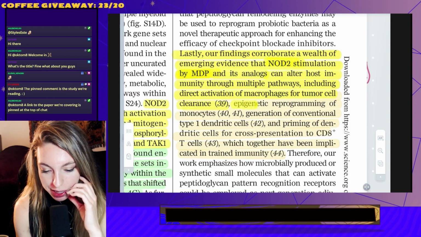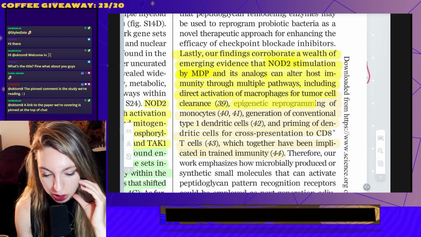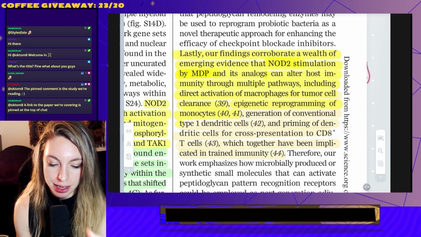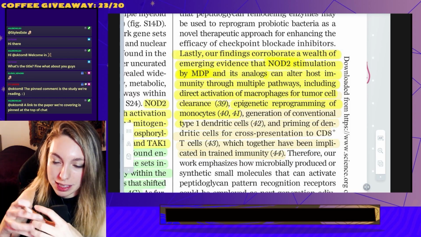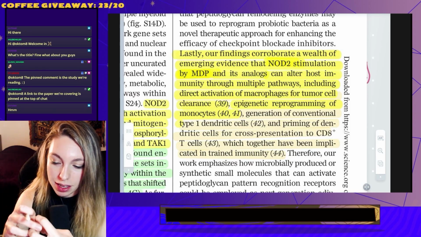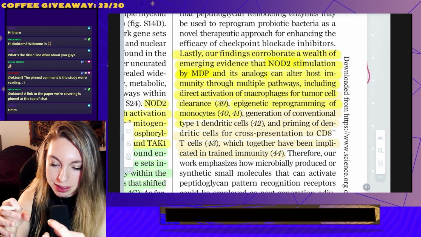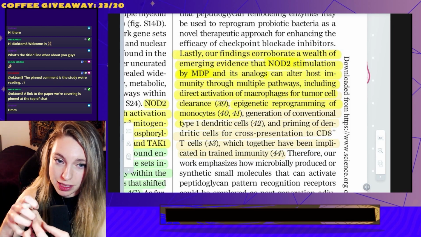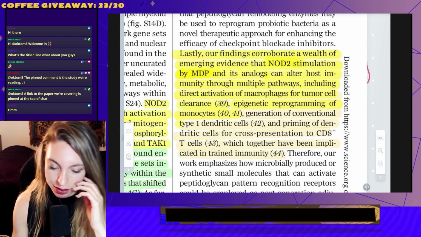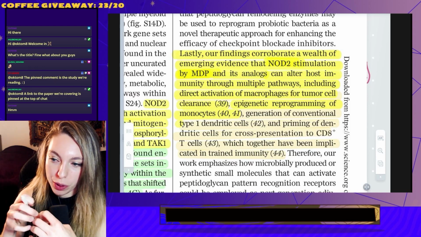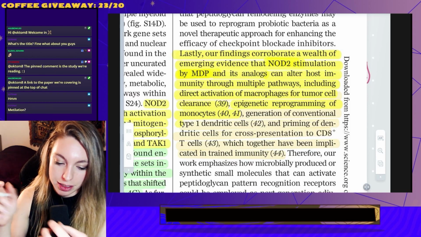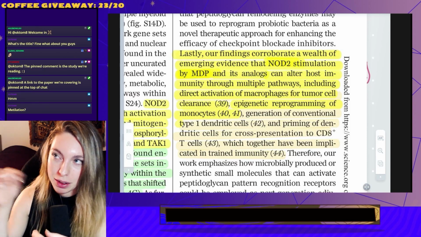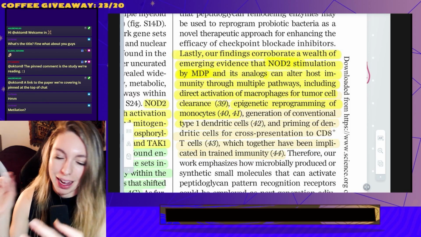They also think that maybe when NOD2 is activated, there's this epigenetic reprogramming of monocytes. What does that mean? Basically, the epigenome, you could think of it as whether or not DNA is accessible or inaccessible. If signaling occurs into the cell, it can sometimes result in the DNA becoming coiled or uncoiled. And if the DNA is coiled or uncoiled, this determines whether or not the gene can be transcribed.